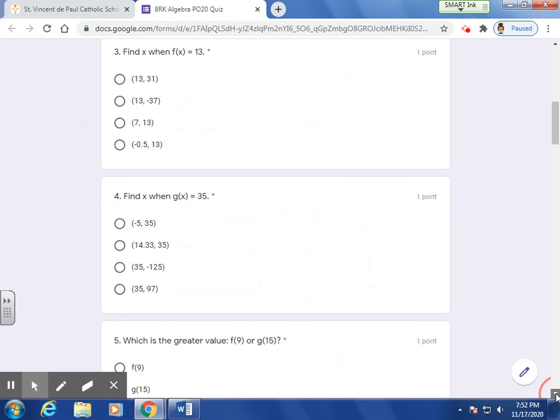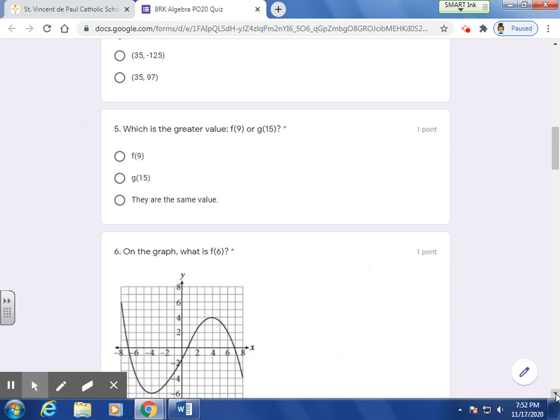Then number 5 said, which is the greater value, f of 9 or g of 15? So this means, again, this is x here, plugged into the f of x equation. Again, that's why we have function notation, so we know which equation we're plugging each of these things into. F of 9 is going to go into the f of x equation, which is 3 times 9.